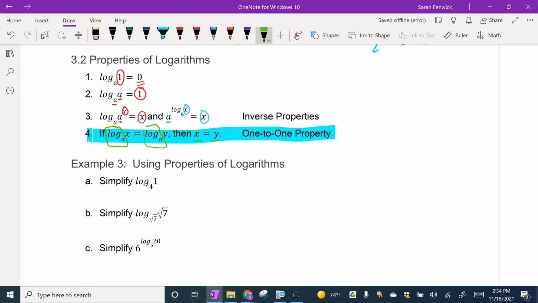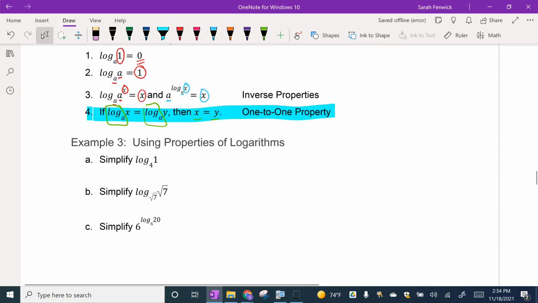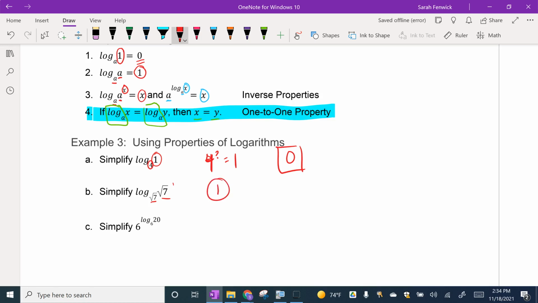So looking at these examples, simplify log base 4 of 1. That's basically saying 4 to what power equals 1, and we know the answer to that is 0. See how we have here square root of 7 and square root of 7? This is like saying square root of 7 to the 1 power. So the answer to that is 1, because my base and my argument match. Here, if I have a log to the same base as the power, the argument is my answer.